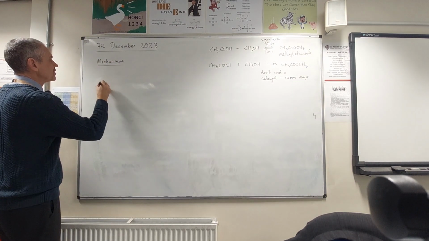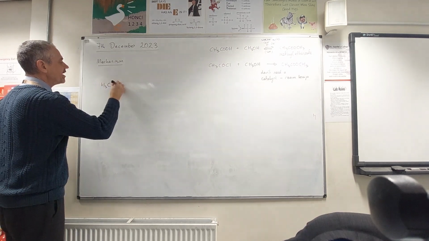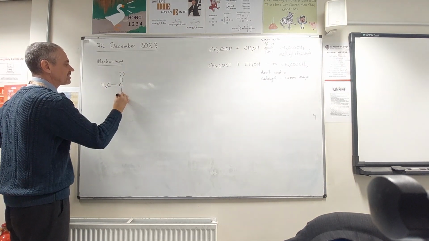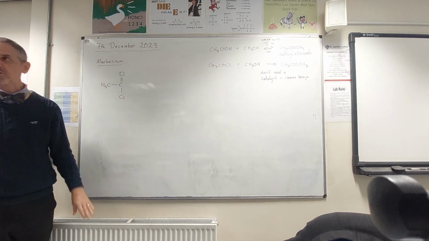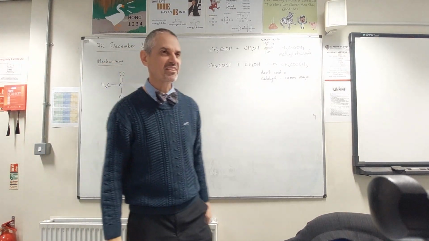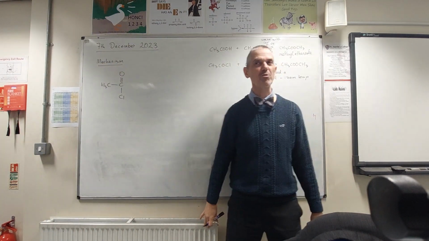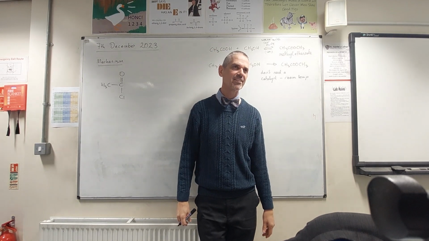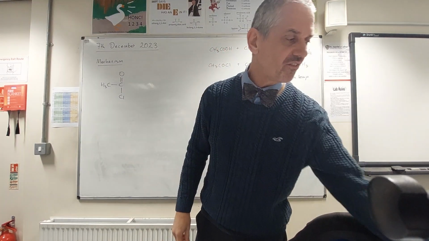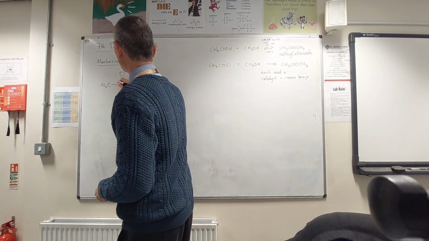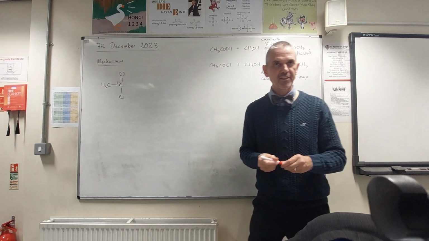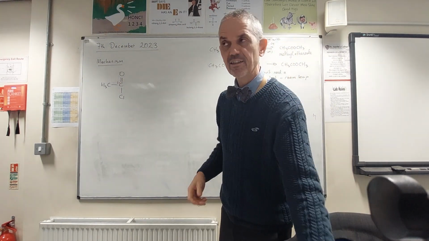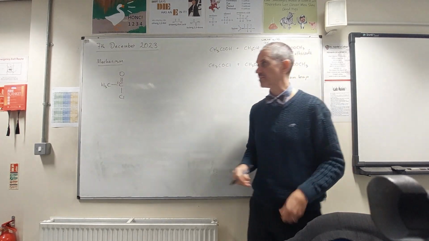Okay. So we know all the action's going to take place at our delta positive carbon. Remember, delta pluses and delta minuses don't have to be there in your mechanisms in the exam, but they should be in your head. Because if you remember that carbon there is strongly delta positive, then that will remind you that it's going to pull in electrons.